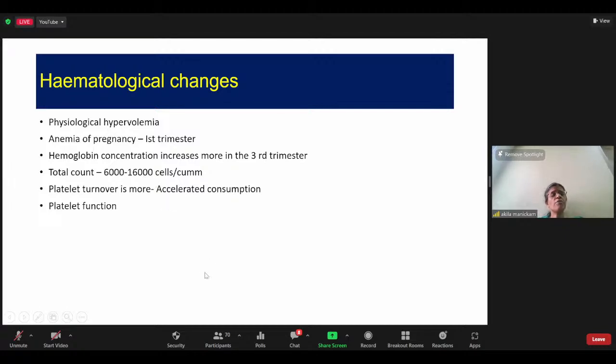When you look at the platelets and coagulation system, this is a phase where platelet production is more, but at the same time, platelet turnover is high. There is accelerated consumption of platelets. The count might be low or normal, but the platelet function seems to be normal in most of these patients who do not have other coexisting diseases such as abruptio placentae, severe HELLP syndrome, or PIH.